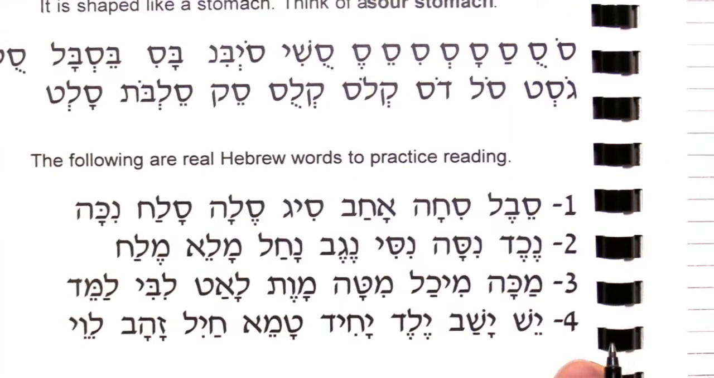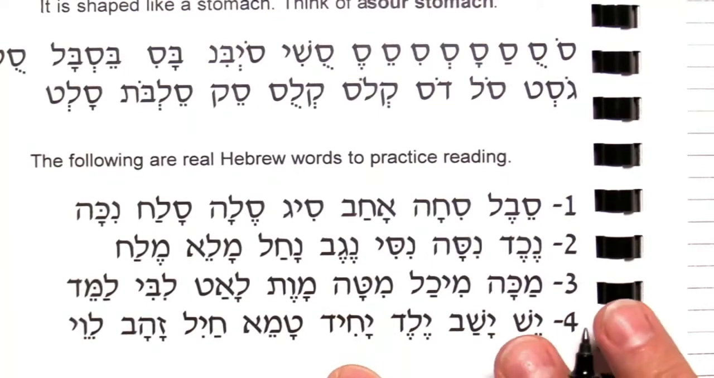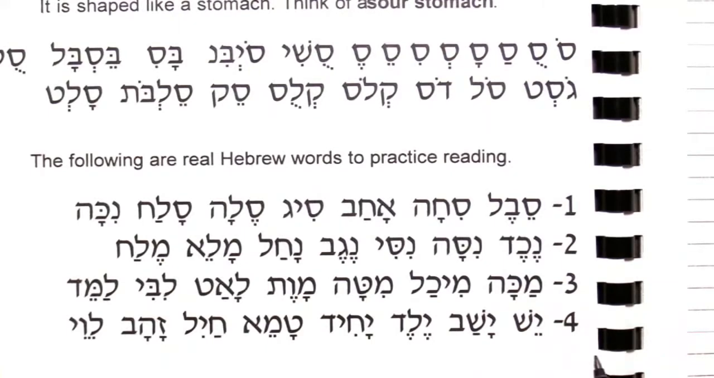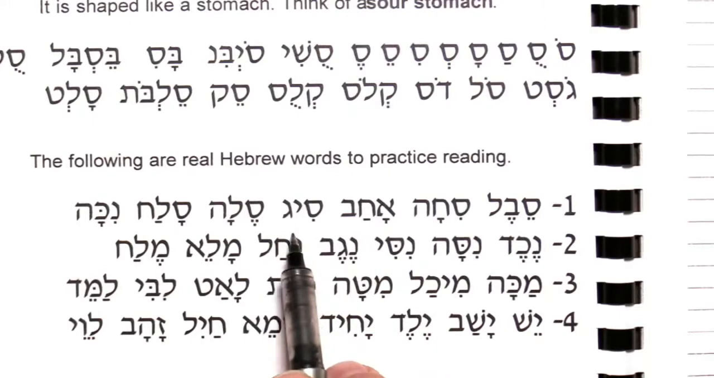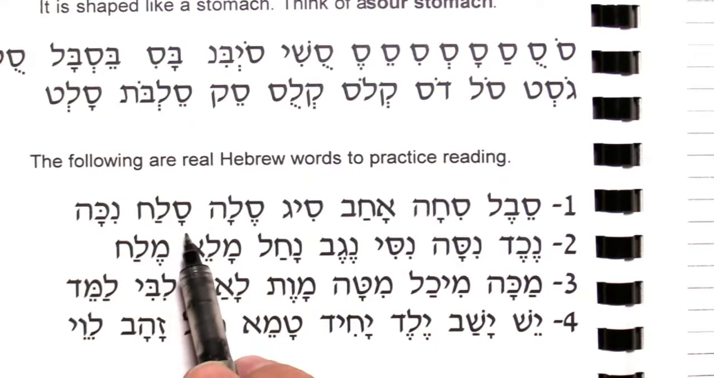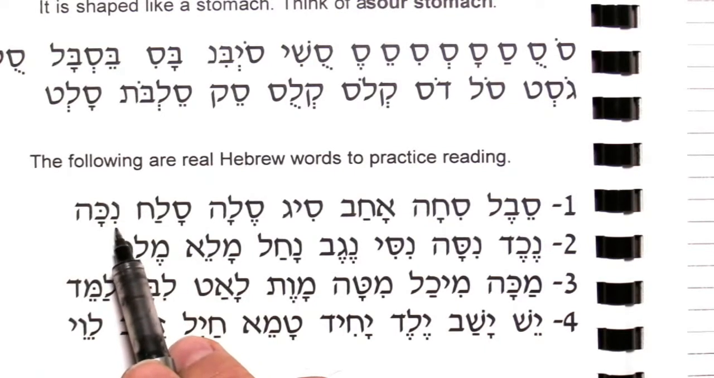Okay, let's begin with line 1. Now some of these, after we go through all 4 lines, I'm going to come back and point out a few interesting words that you may recognize and just draw your attention to a few things. So, line 1, Sevel, Sicha, Achav, Sig, Selah, Salach, Nikah.